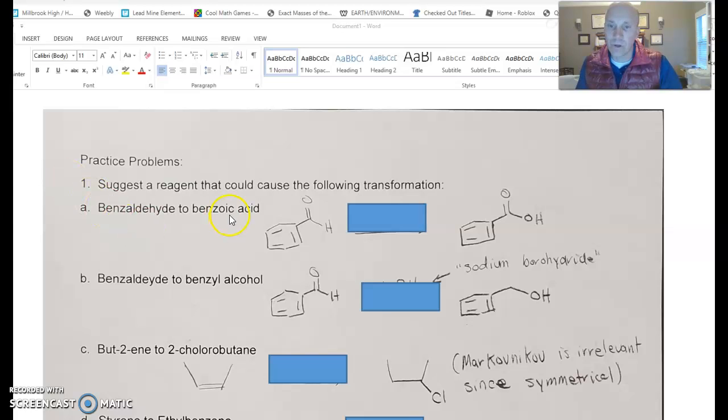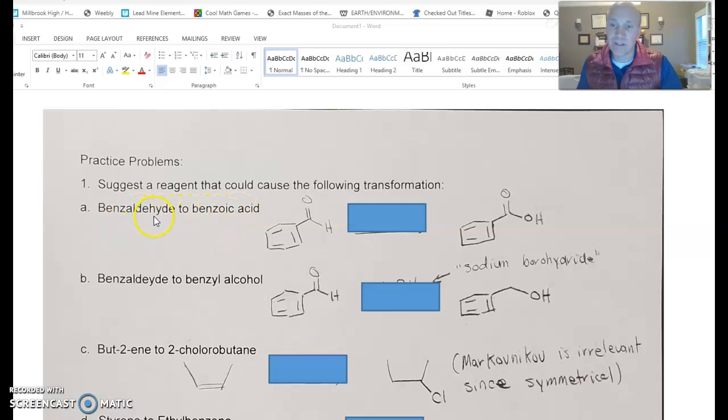So in this video, I wanted to go over the solutions to some of the practice problems that I've given on the Canvas website. The first set of questions here: suggest a reagent that could be used for the following transformation. All right, first one is benzaldehyde to benzoic acid.